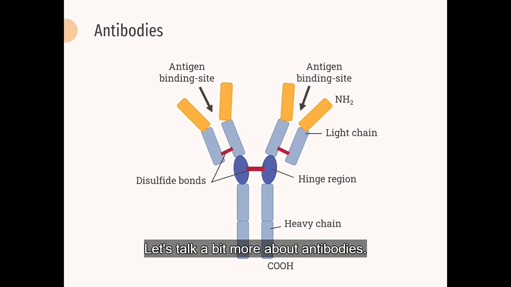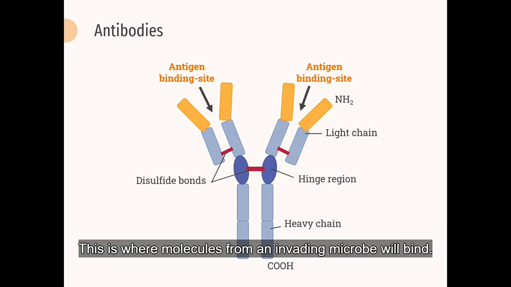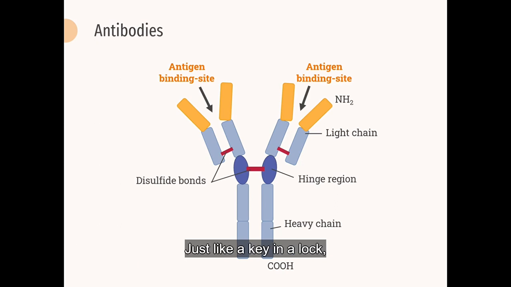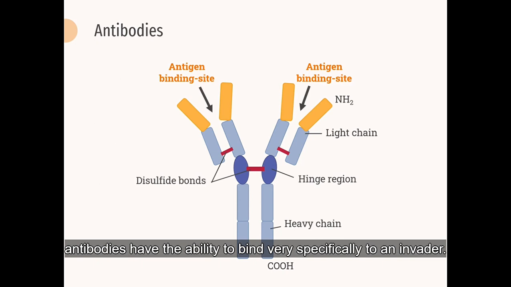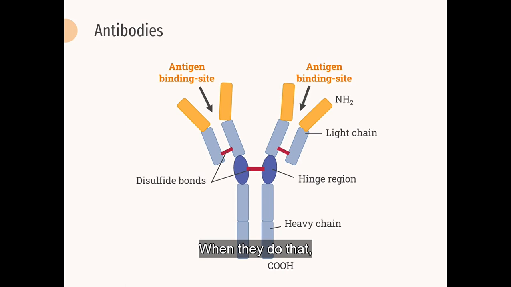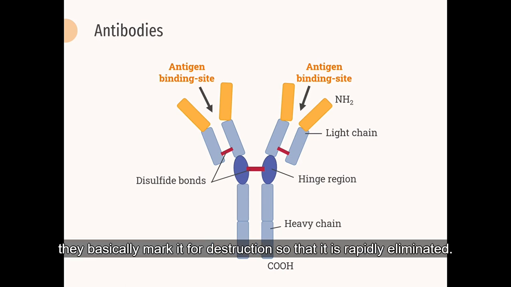Let's talk a bit more about antibodies. Antibodies are proteins. They are Y-shaped molecules, as you can see here. They're made up of different chains. But you can see at the top of this diagram, there is an antigen binding site. This is where molecules from an invading microbe will bind, just like a key in a lock. Antibodies have the ability to bind very specifically to an invader. And when they do that, they basically mark it for destruction so that it is rapidly eliminated.